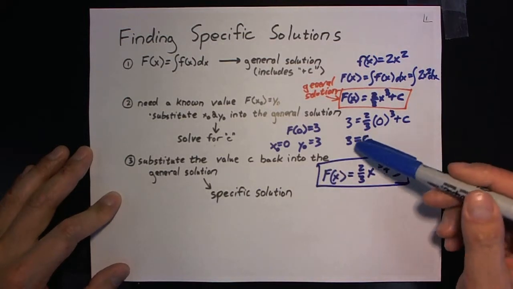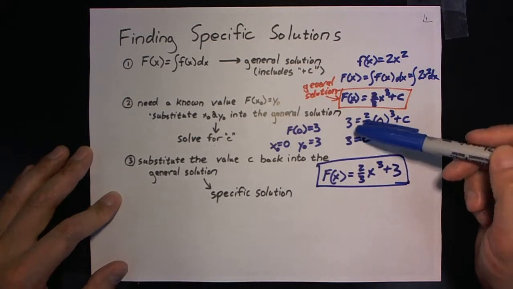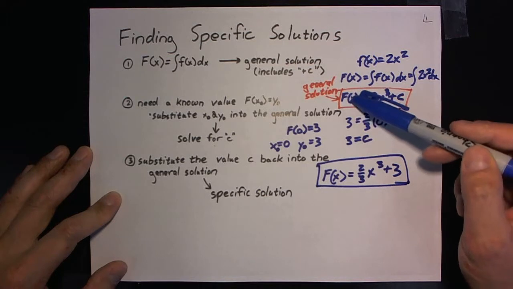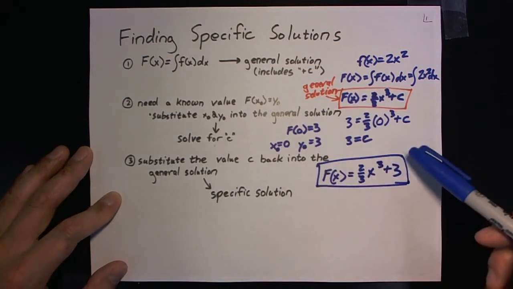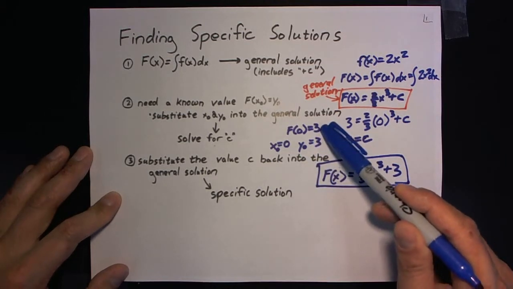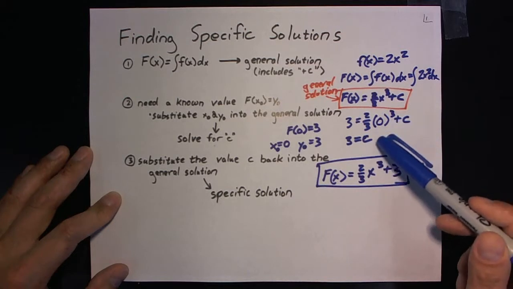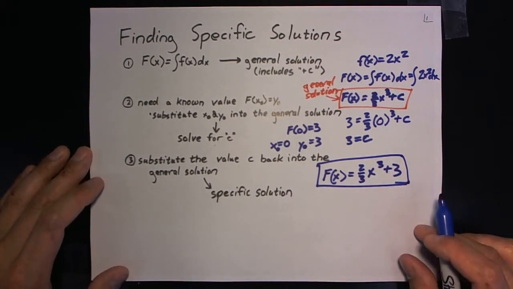And you can do this because this value of c is true for all of the function capital F. It's not just true for this particular pair of coordinates. This is just one pair of coordinates that happens to lie on this function. And once we solve for that, c applies to the entire domain of the function.